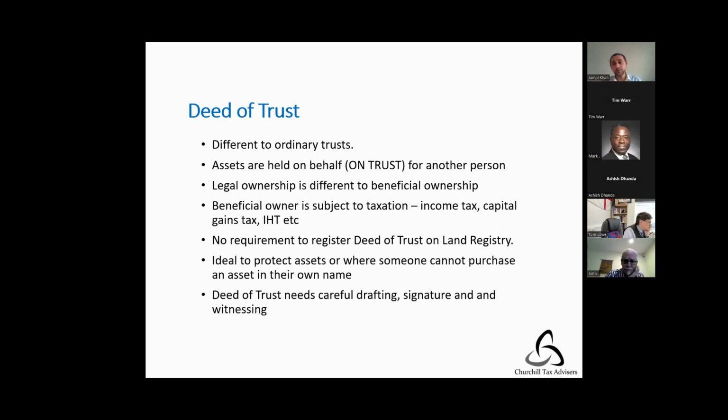So I'm the beneficial owner, but my brother will become the legal owner. On the land registry, one person will be the legal owner, but I will remain the beneficial owner. That means I will be subject to income tax, and to capital gains tax on sale of the property, or inheritance tax, say, if I pass away. There is no requirement to register a deed of trust on the land registry.